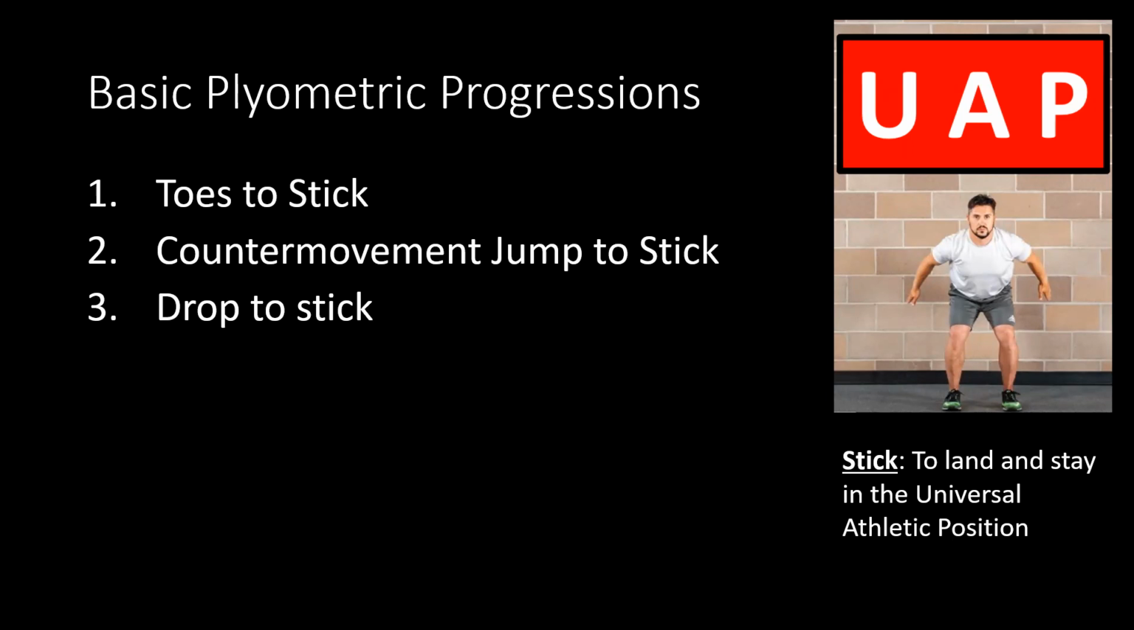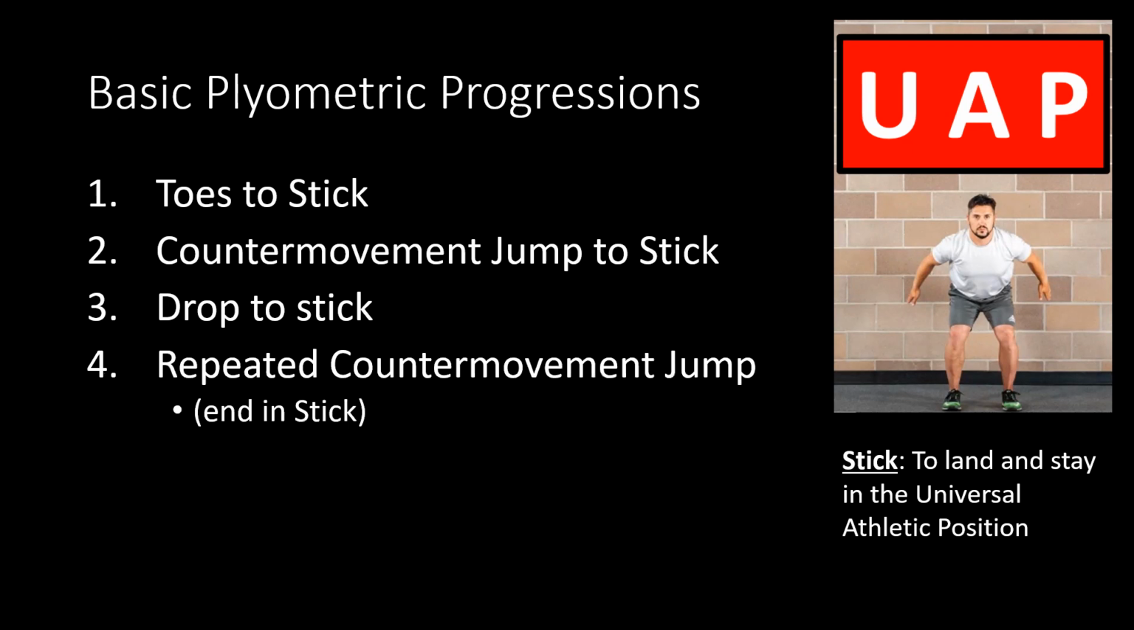The drop to stick, we are going off of some object, so maybe a box, and we are landing and sticking in the universal athletic position. But now we are landing from an external height. So now we have to prepare and organize ourselves from a height that we do not already know, because in our counter movement jump, we can put ourselves within a height that's safe for us, and we understand that we can land. From a drop, we can increase that height beyond what we could normally jump on our own. Then we can move into repeated counter movement jumps.